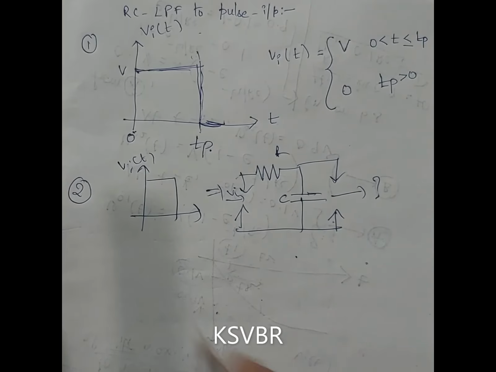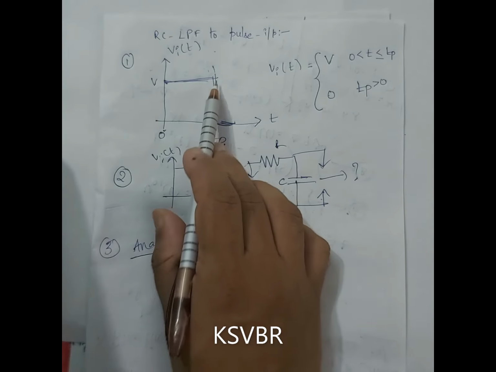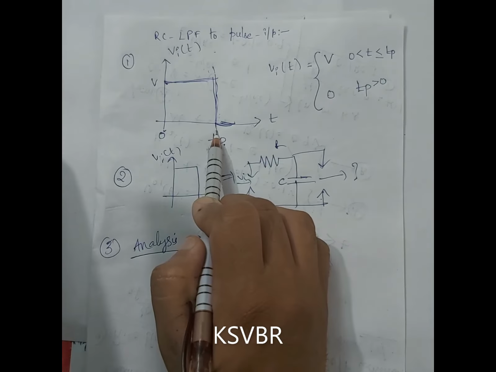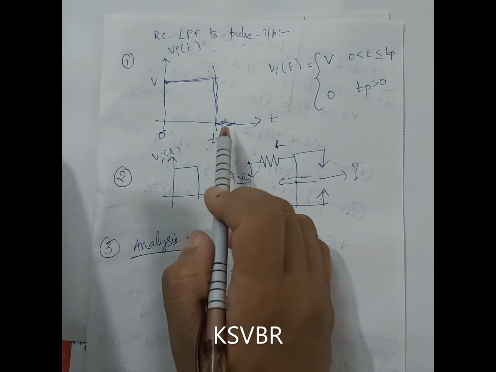For step signal, we have done KVL, KCL, Laplace transform, and inverse Laplace transform, partial fractions, everything we did. But here there is no need for that analysis. Okay, why? Because as we have already analyzed our step signal, this is also a step signal, but this is restricted version. So we can just do the analysis depend on the capacitor charging and discharging times.